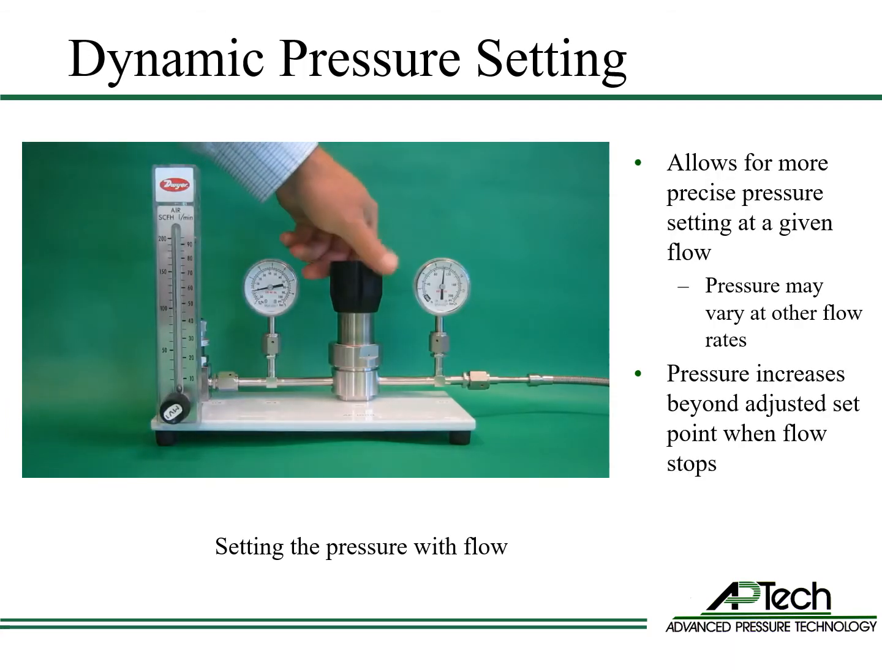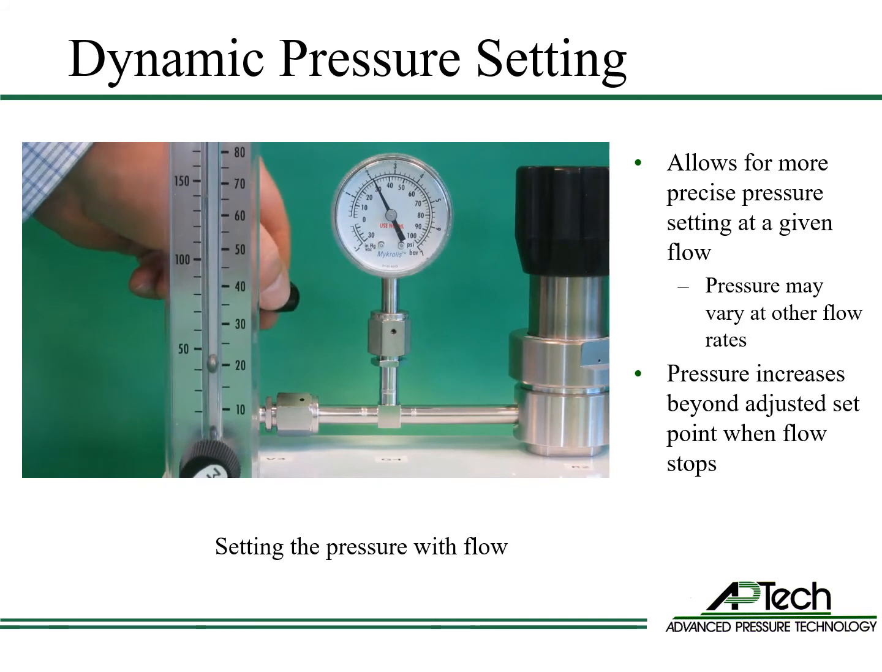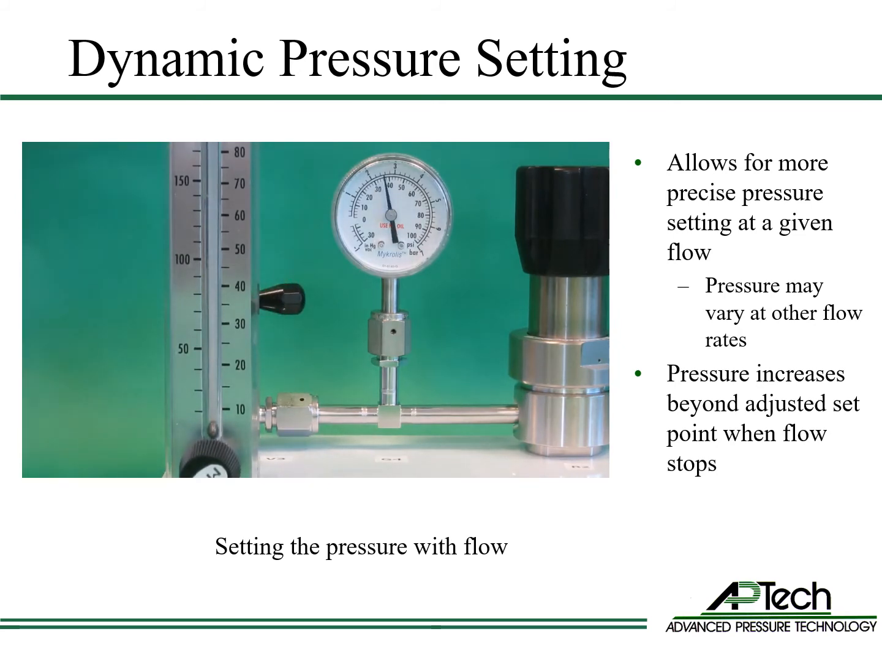Dynamic pressure setting means to set the outlet pressure with flow. This allows for a more precise pressure at a given flow. In this example, the regulator is set with a fixed flow downstream. When flow stops, the outlet pressure rises above the adjusted set point due to droop. If the flow rate changes later, the outlet pressure will vary.